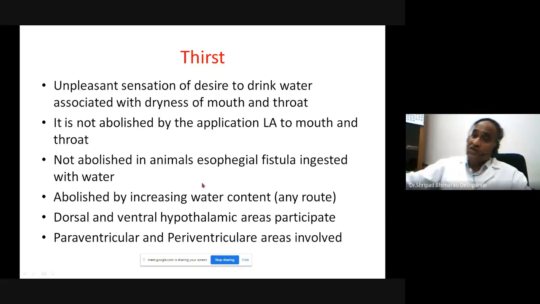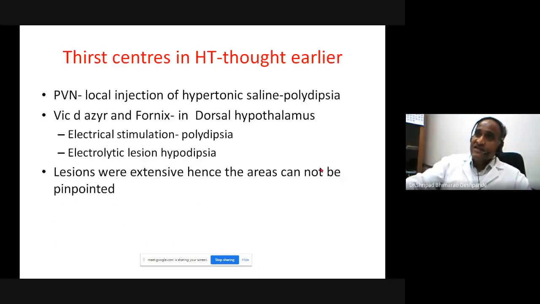Now, it was thought that the dorsal and ventral hypothalamic areas participate in it. And subsequently, people thought that the paraventricular and the periventricular areas are involved. So that is the previous knowledge. Now, going further, even in some earlier books, you may have certain books, they may be mentioning these things.